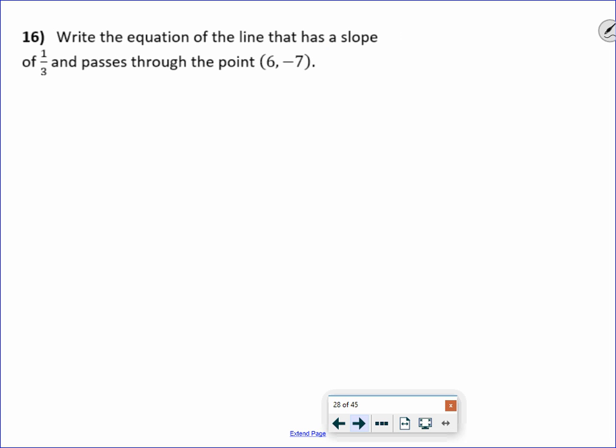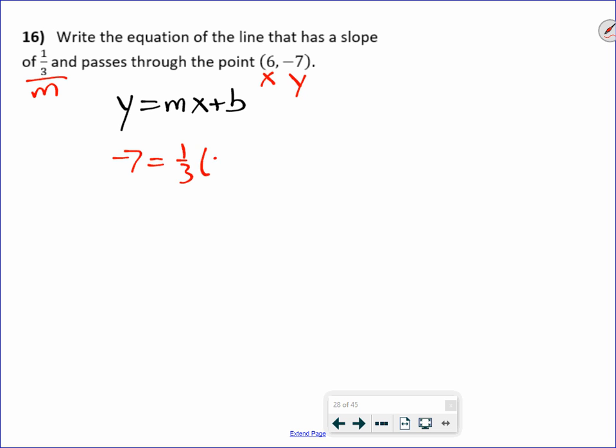Write the equation of a line that has a slope of 1/3 and passes through the point (6, -7). Most of you were taught to use y equals mx plus b again. So I'm going to plug in what I know. I know that this is m, and this is x. When this is x, this is y. So when y is -7, x is 6.